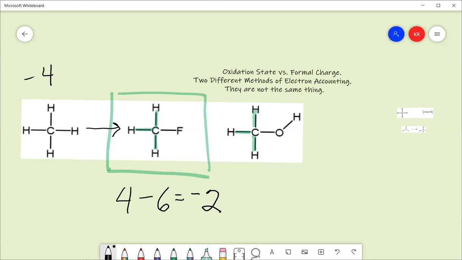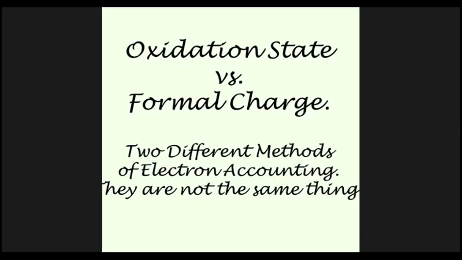So it doesn't have to be just a change in the number of bonds to oxygen. So I hope that this little exercise here has cleared up for you the difference between formal charge and oxidation state. And we'll see some of these reactions when we start talking about oxidations and reductions of carbonyl compounds.